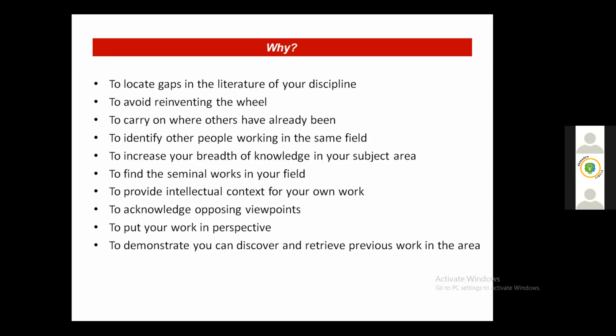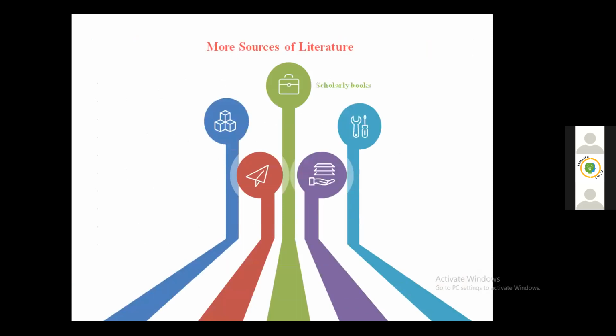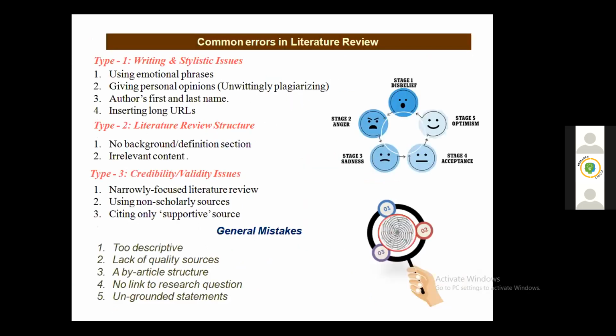Then to acknowledge the opposing views, to put your work in perspective, and to demonstrate that you can discover and retrieve previous work. So these are the basic advantages of this particular process. Now here we can have more sources of literature. Here you can see the primary sources and secondary sources: scientific papers, databases, handbooks, patents, scholarly books. So these are the different sources.